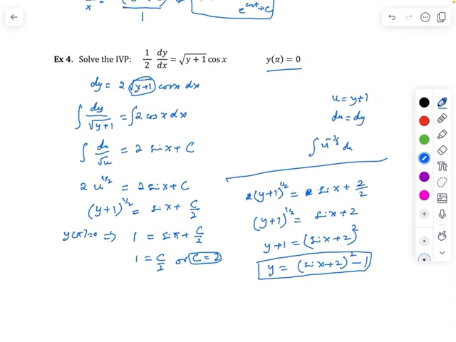So this is how we do this separable equation. Okay, in the next section 2.3, we will learn another method.